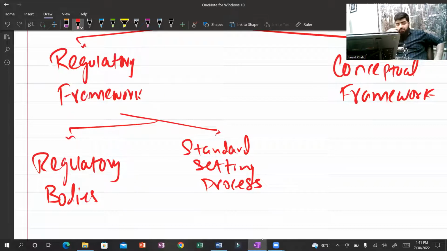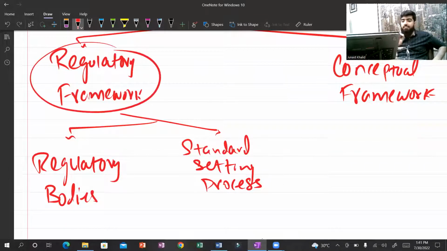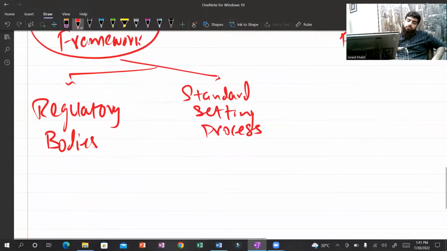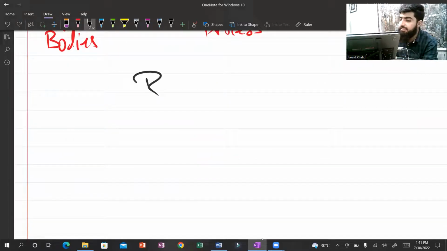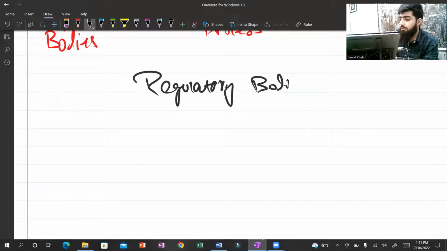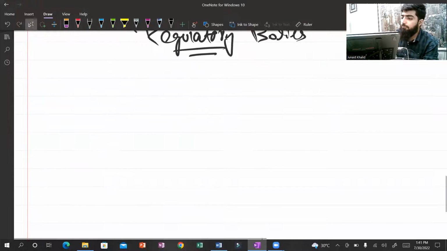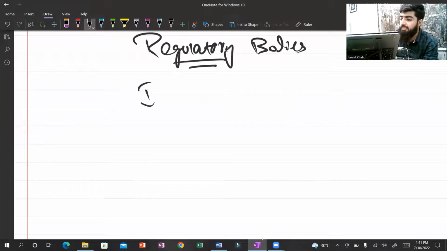We'll discuss this one. So first, the target is, we'll discuss the regulatory framework. In regulatory framework, we'll discuss two things. Number one, the regulatory bodies, who are the authorities who establish those standards. And number two is the standard setting process. Now coming to the regulatory bodies, the foremost and basic regulatory body is IFRS Foundation.